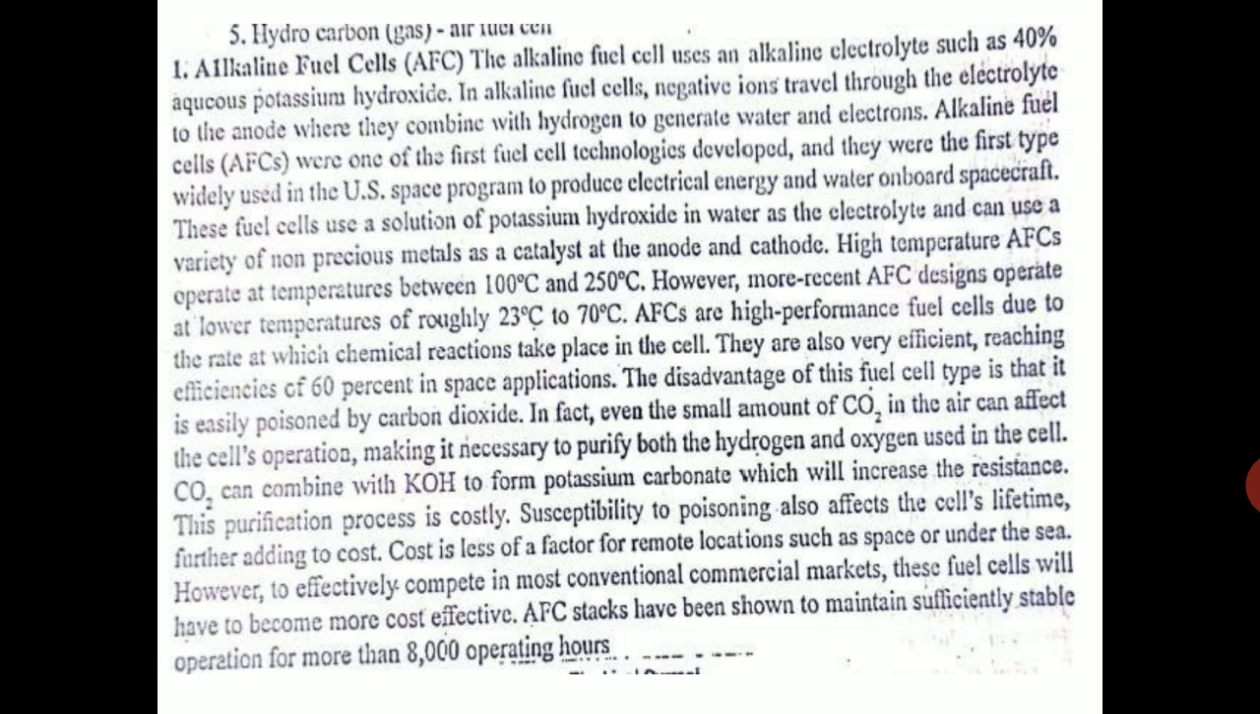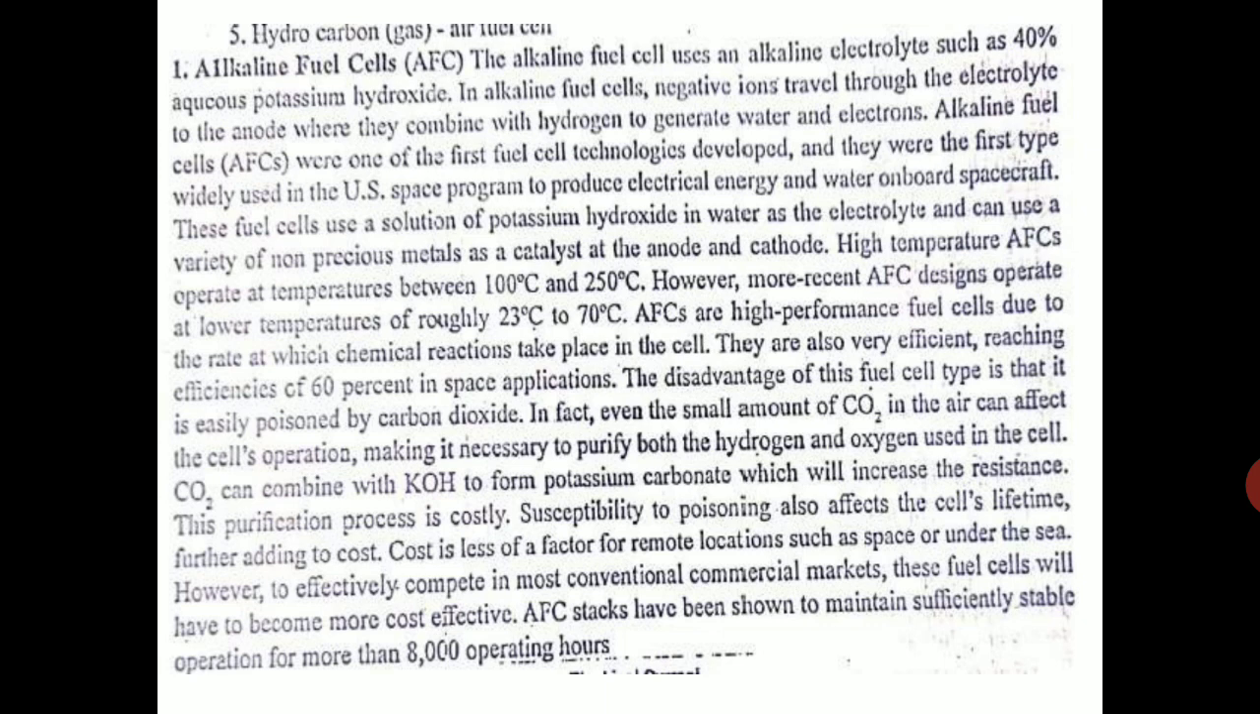But the problem is that alkaline fuel cells can be poisoned by CO2. The CO2 in the air can affect the cell operation, and hence we need to use pure quality hydrogen and pure quality oxygen in this fuel cell. The CO2 can combine with the electrolyte, potassium hydroxide, to form potassium carbonate, which will increase the resistance. So CO2 is not required here.